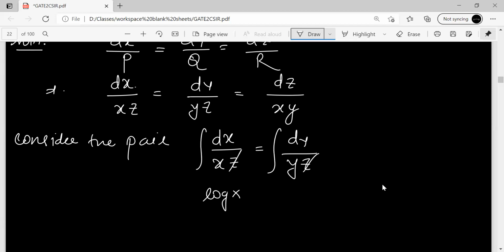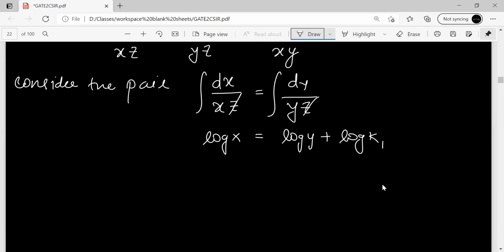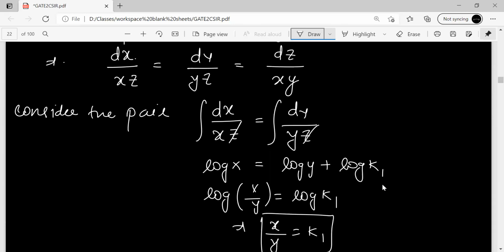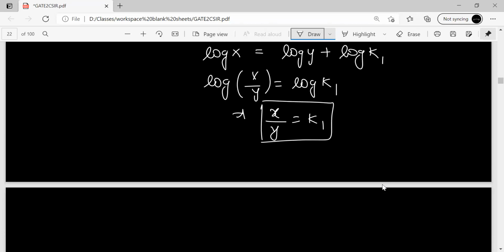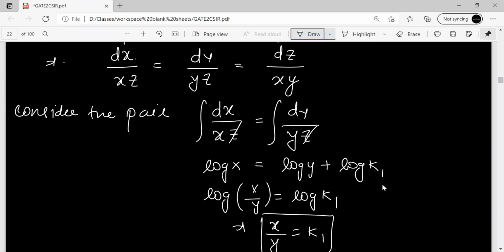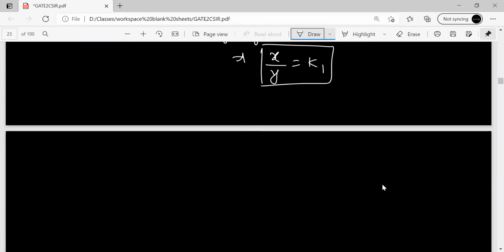I'll simply integrate it, so I'll get log x, log y, and since all of them are log, it's a habit to write log k1, a constant. Then I'll be getting log x over y equal to log of k1. So this implies x by y equals k1. Now consider second and third, or you can consider first and third. Whatever you like. We go for first and third. Ultimately, we have to do the same thing.